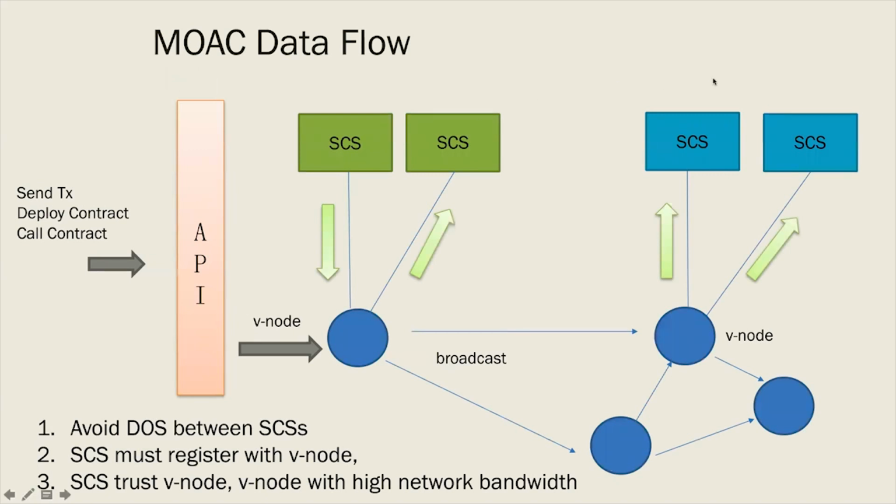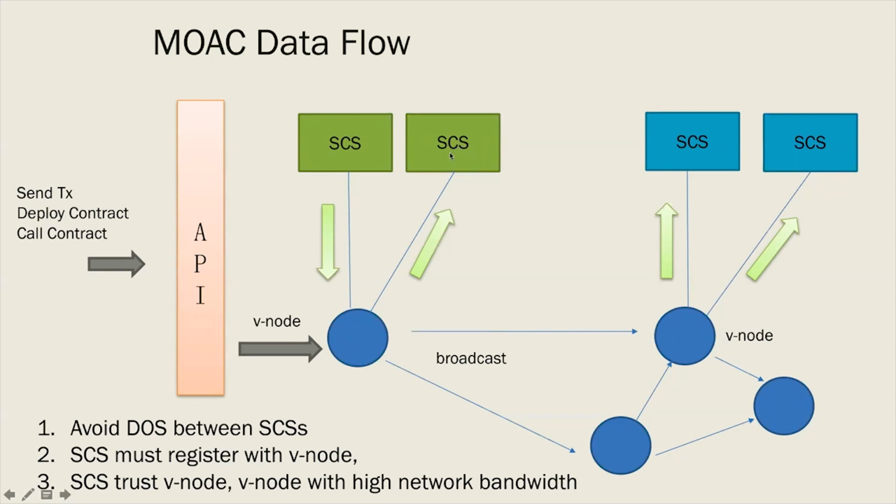Okay, this slide shows the MOAC data flow. In the MOAC system, all the transactions you want to send, including deploy contract and call contract, need to go through the API, then be sent to the vNode. The vNode, which receives these commands, will broadcast to the whole network. If a vNode is connected with SCS, it will pass the information of the microchain to this SCS. For those that do not have an SCS, it will just pass all the information to other vNodes.